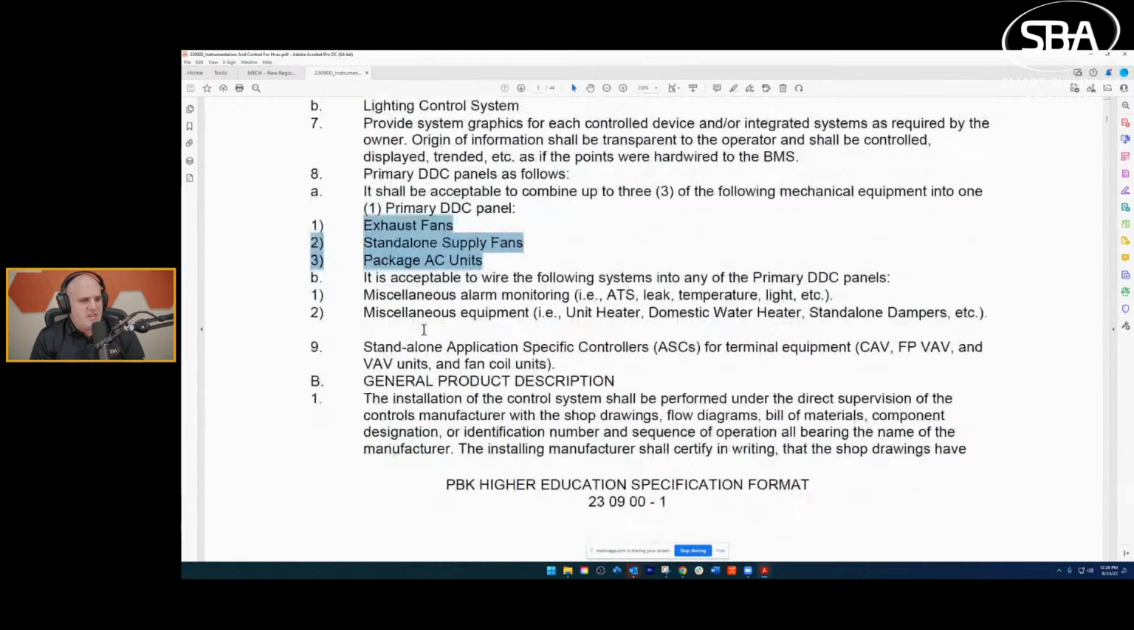And some miscellaneous monitoring, right? Automatic transfer switch, leak detection, temperature, lighting. I don't like that this has kind of got the etc. in here. The risk-averse side of me likes to have stuff pretty well lined out. But I also realize that this is one of those things that you just kind of have to accept.